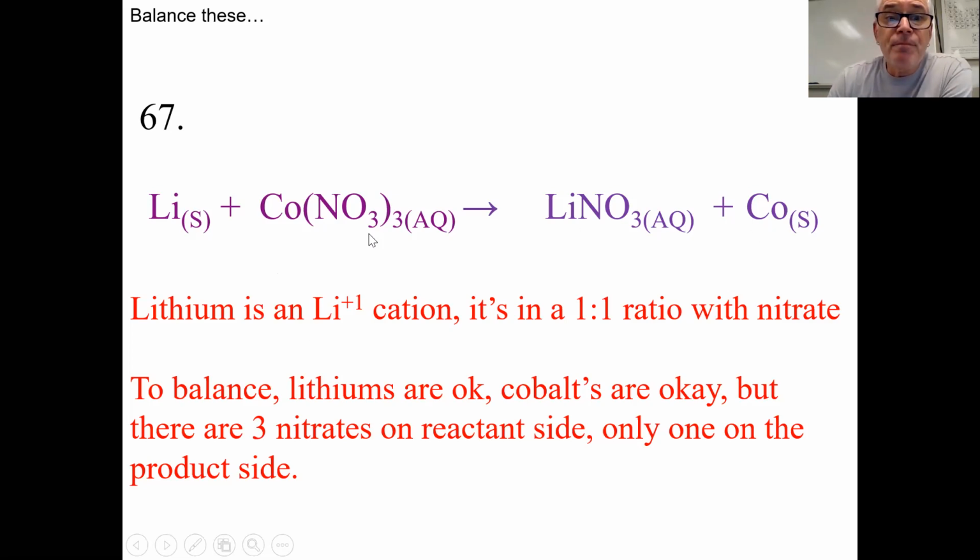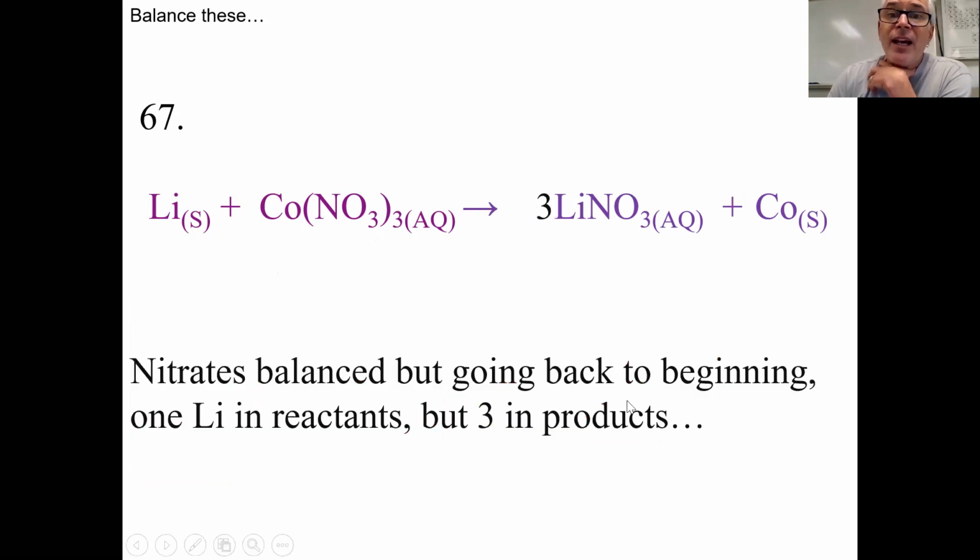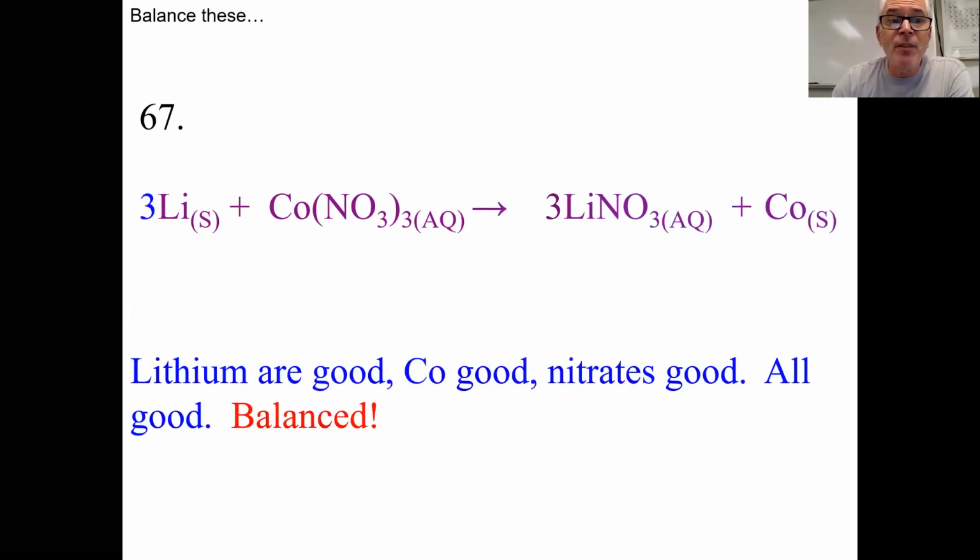Also so good. We have 3 nitrates and only 1 nitrate. So the way to get 3 nitrates in the product is to put a 3 in front of the lithium nitrate. But now, you know the lithiums are not balanced. We start over at the beginning. We only have 1 lithium in the reactant, but we got 3 in the products. How do we get 3 lithiums up front? We got to put a 3 in the front there, and now we start over again. 3 lithiums in the reactant, 3 lithiums in the product, good. 1 cobalt in the reactant, 1 cobalt in the product, good. We have triple nitrate in the front, we have 3 nitrates in the back.